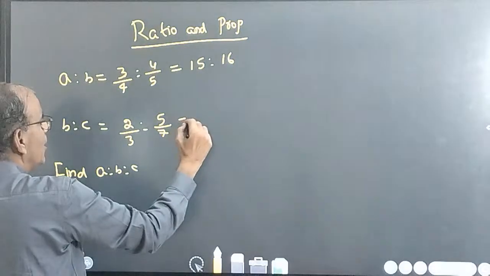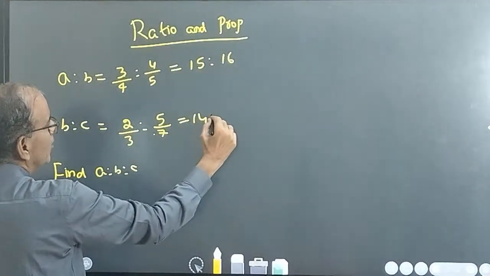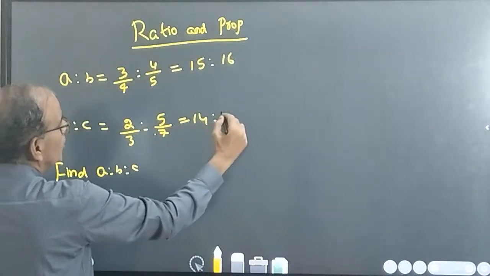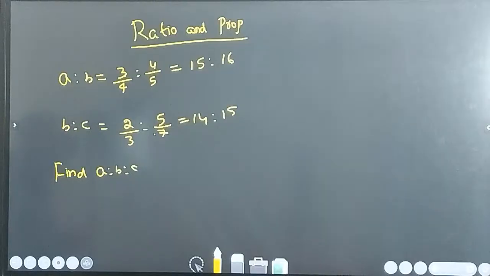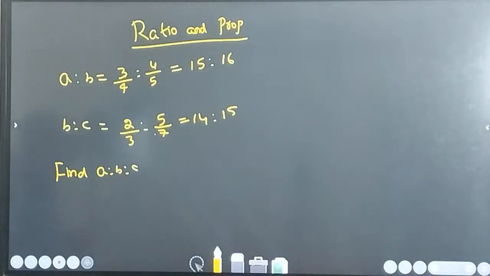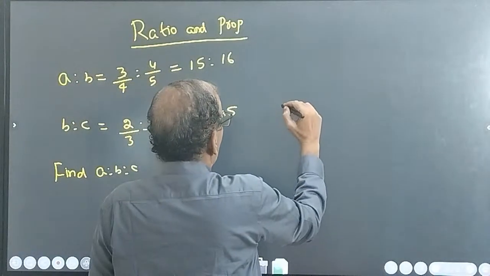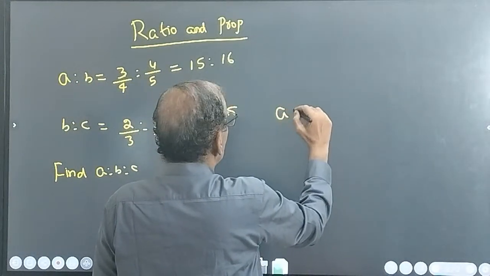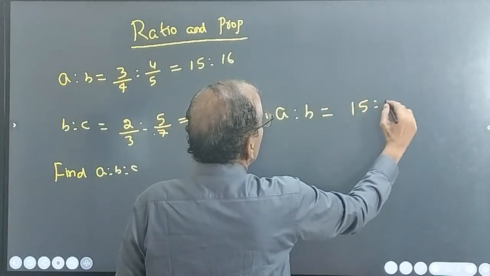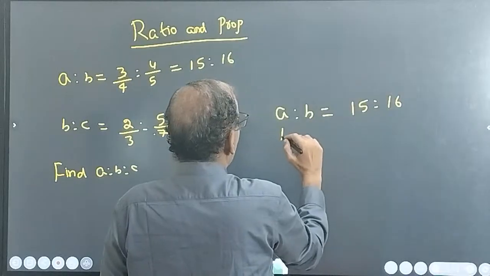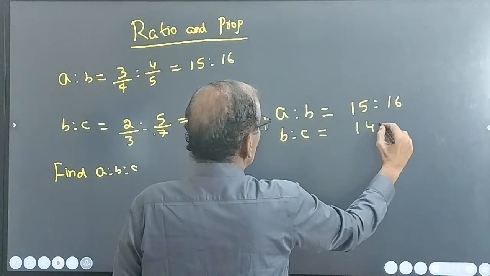Similarly, what is B is to C? Just cross multiply. 2 into 7, 14. 5 into 3, how much? 15. So you simplify that one, just opposite and cross multiply. Then A is to B is 15 is to 16. B is to C is 14 is to 15.